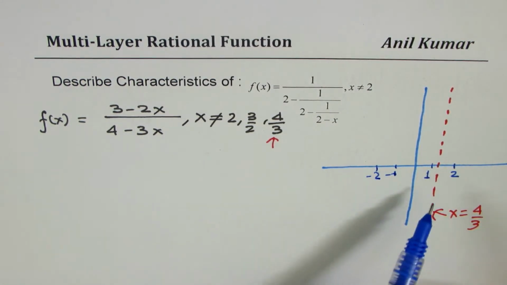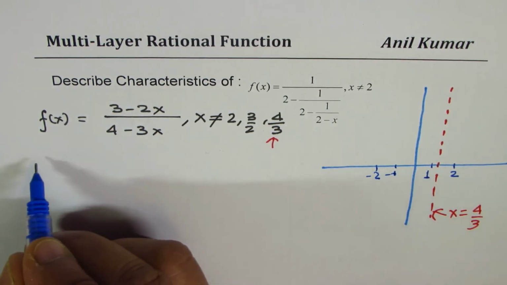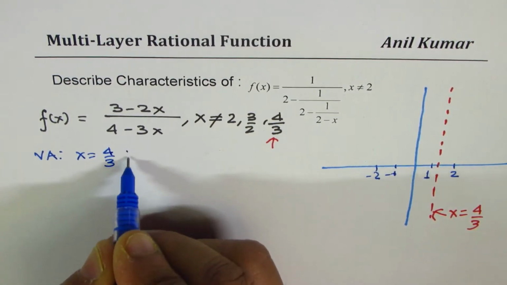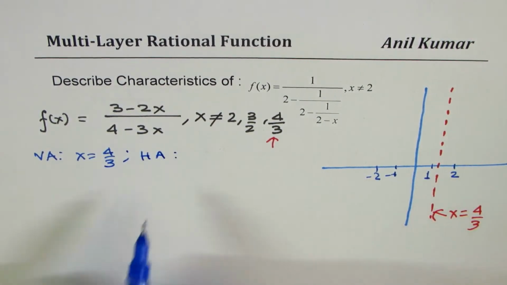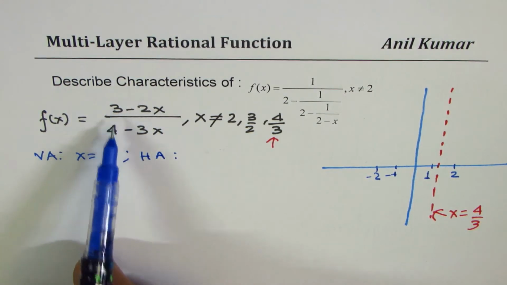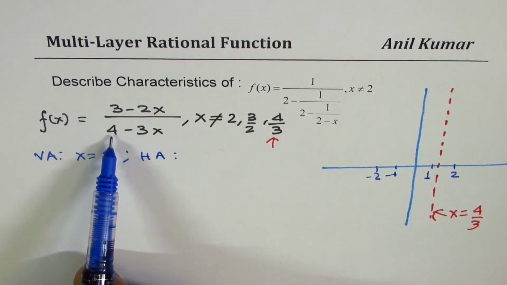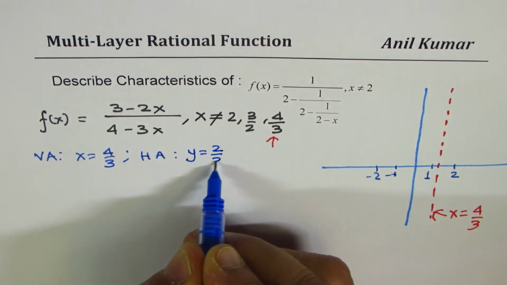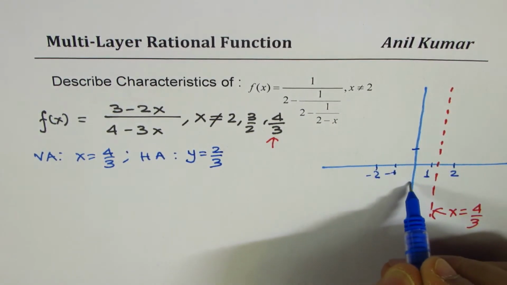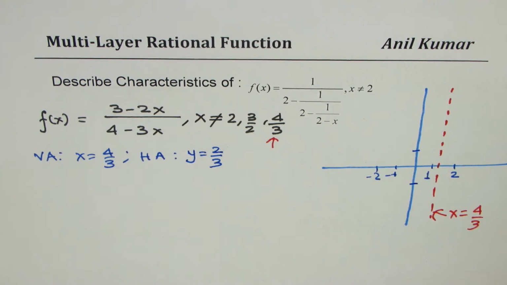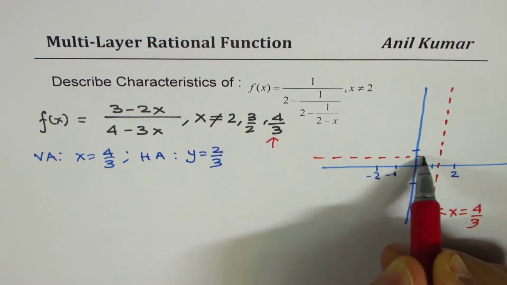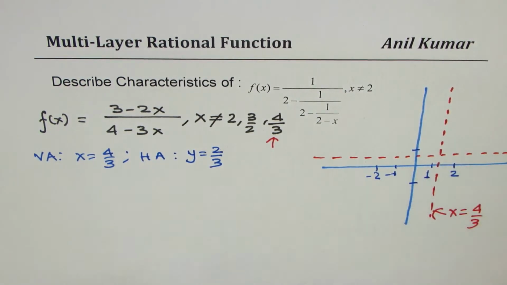Fine. Now, what is the horizontal asymptote? Let's write down. So the vertical asymptote is at x equals 4 over 3, and the horizontal asymptote will be when x is very large, these two values are going to be very small, and therefore the function is going to approach 2 over 3, right? So the horizontal asymptote is y equals 2 over 3, which is slightly less than 1, correct? So let me draw the horizontal asymptote as kind of like this.